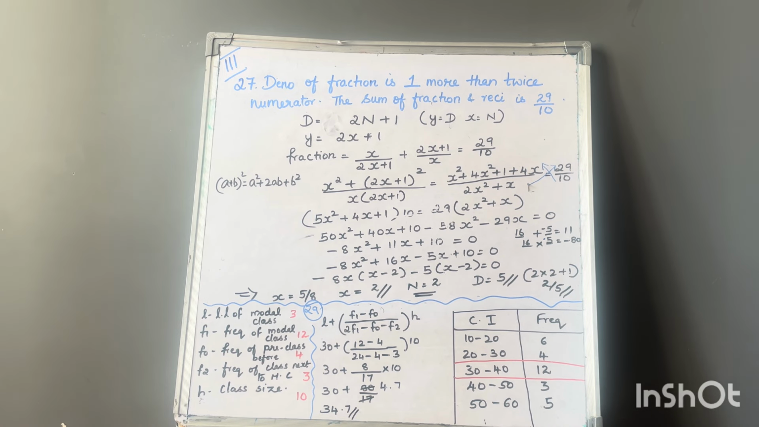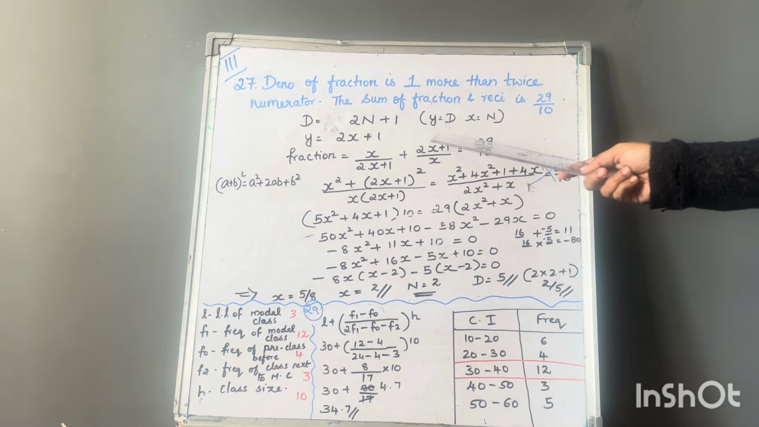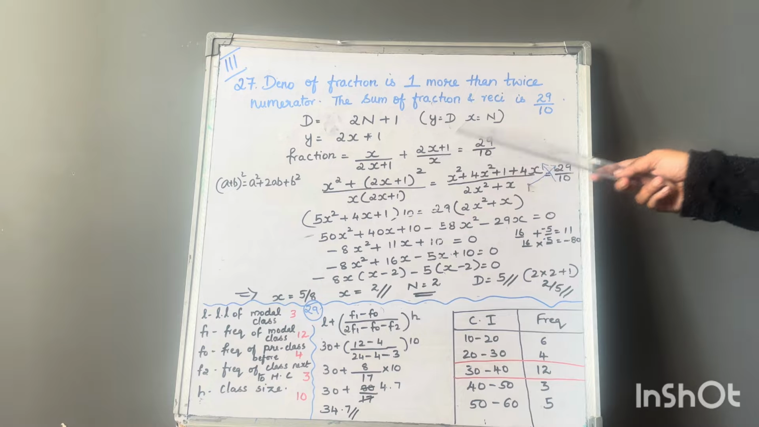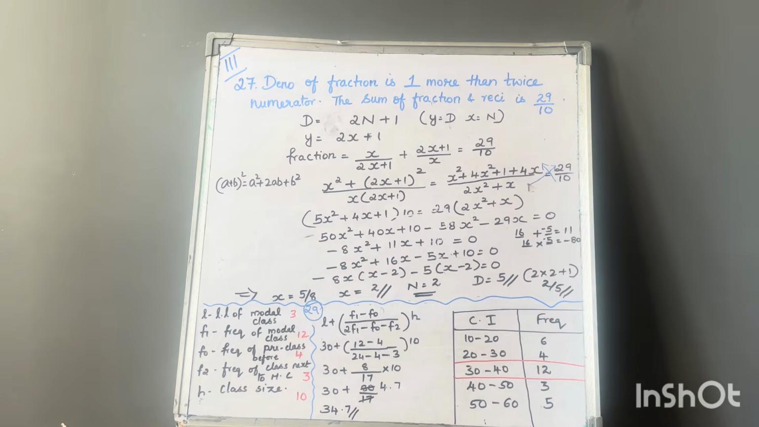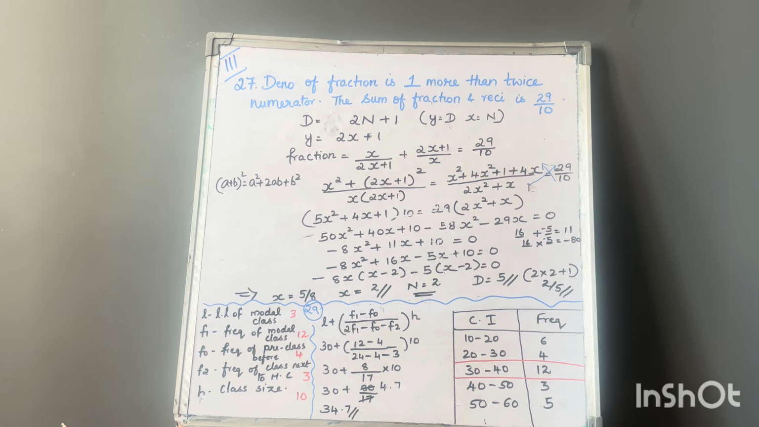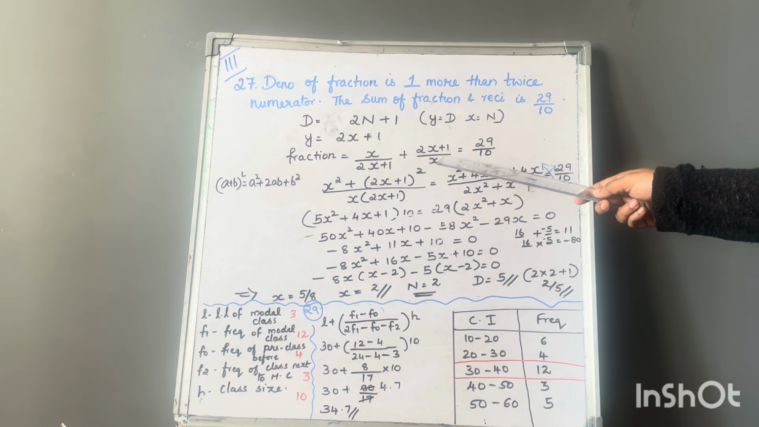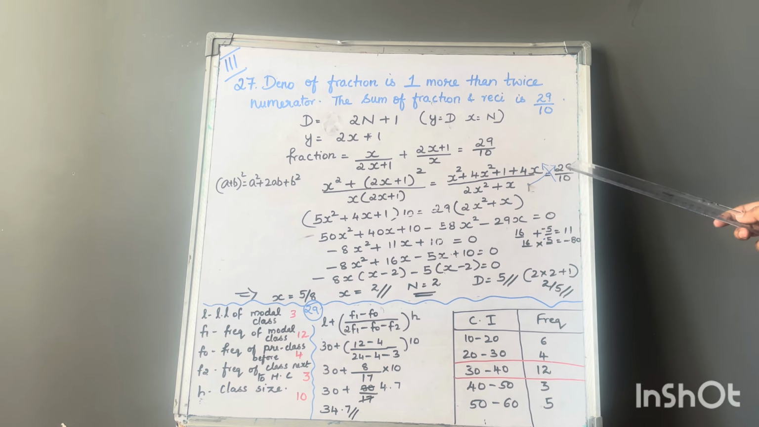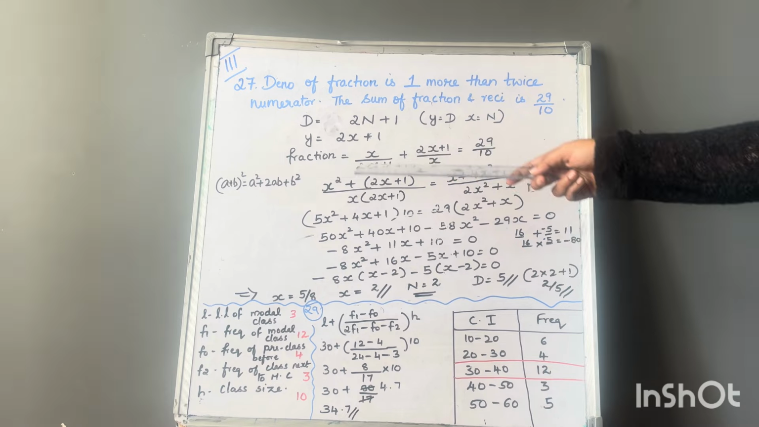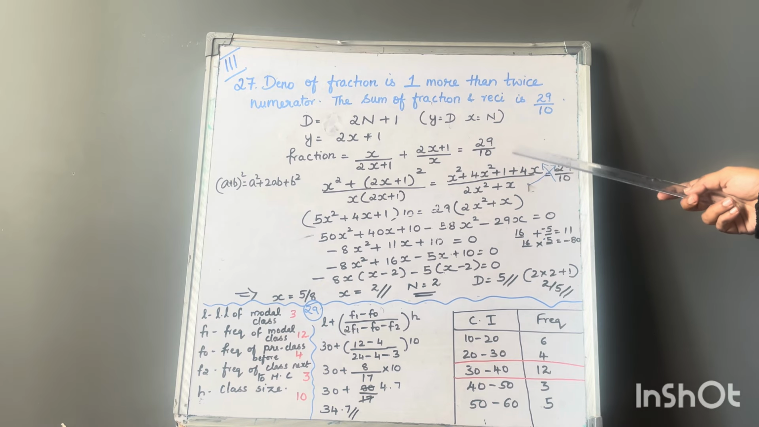If we take the numerator as x, the denominator will be 2 into x plus 1. So the fraction will be x by 2x plus 1 and the reciprocal will be 2x plus 1 by x. If we add these both, we get 29 by 10. Now we take the LCM, which is x into 2x plus 1. So we get x square plus (2x plus 1) whole square by x into 2x plus 1 is equal to 29 by 10. Then using the (a plus b) whole square formula, we expand this and simplify.